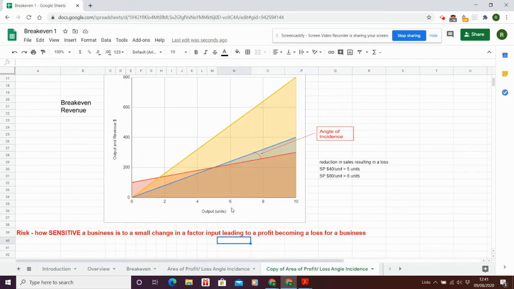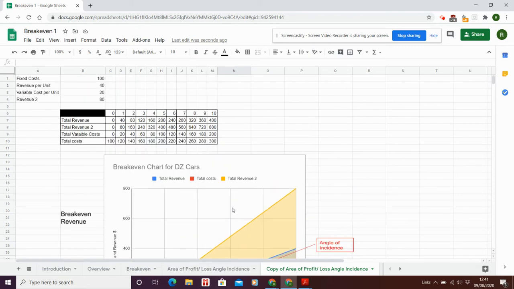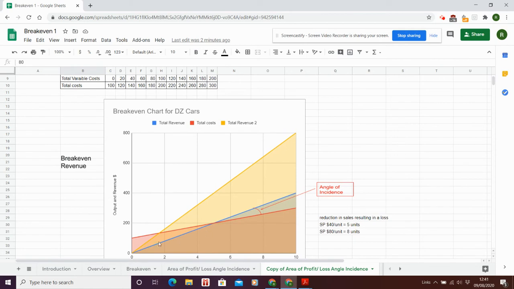And with the angle of incidence, I've done a little diagram here to show you how the changes affect it. I've done 2 scenarios. One where the revenue is still $40 per unit, but a second one where the revenue is planned to be $80 a unit. And what that does is make the angle of the line between your costs and your revenue much steeper under the second scenario, which makes the business less sensitive to changes.